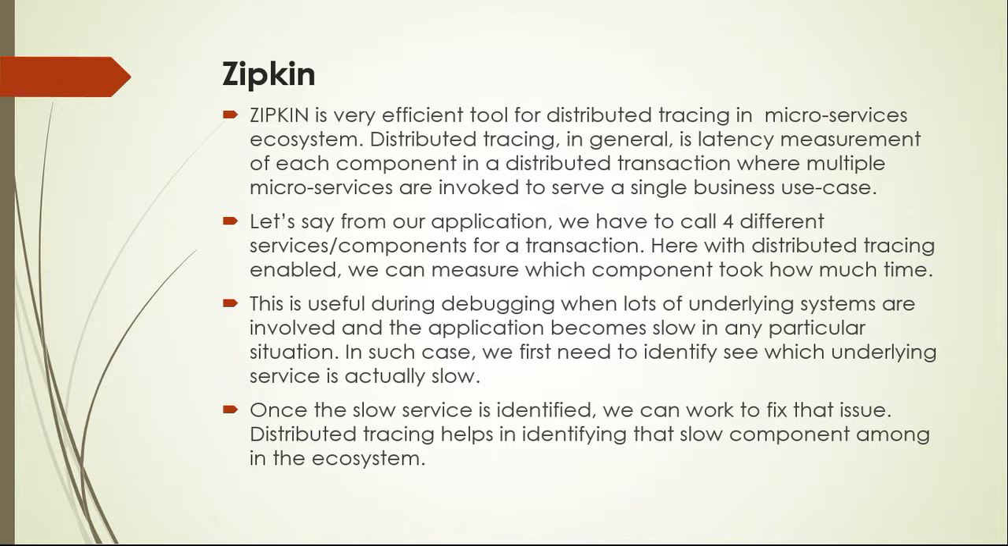This is useful during debugging when lots of underlying systems are involved and the application becomes slow in any particular situation. In such a case, we first need to identify which underlying service is actually slow. Once the slow service is identified, we can work to fix that issue. Distributed tracing helps in identifying that slow component in the ecosystem.